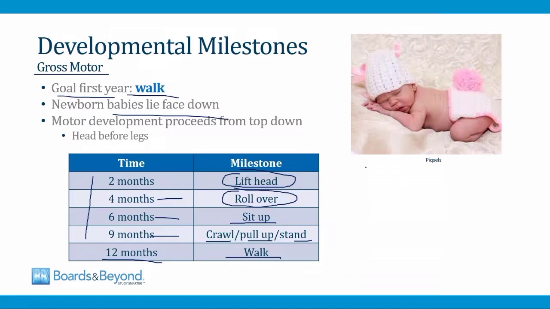So just picture a baby like shown in this picture here. That's the newborn baby. Over the course of the first year, it's going to go through all these steps until finally at 1 year it can walk. And that's how you can remember the developmental milestones for gross motor function.